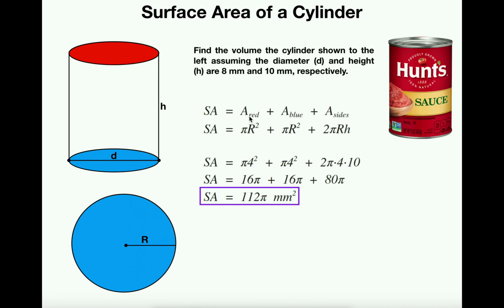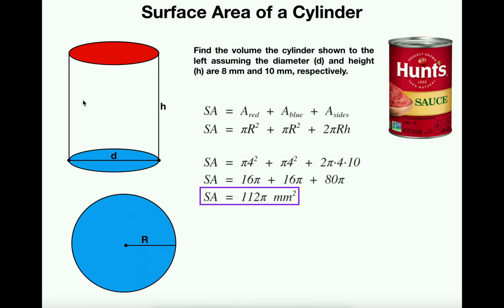All right, what is the surface area, or just area, of the red circle? Well, it's a circle, so the area is just pi r squared. The same thing goes for the blue circle. That would also be pi r squared.